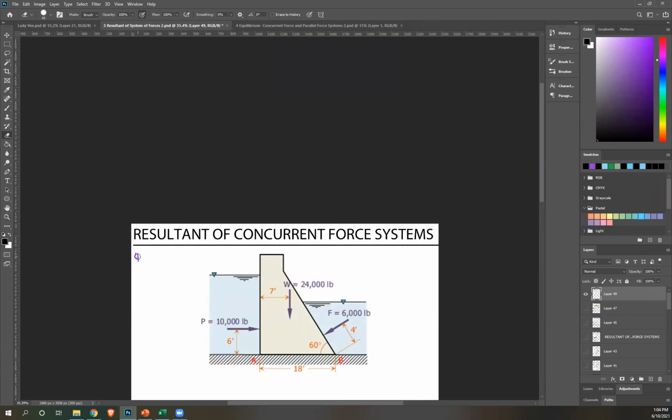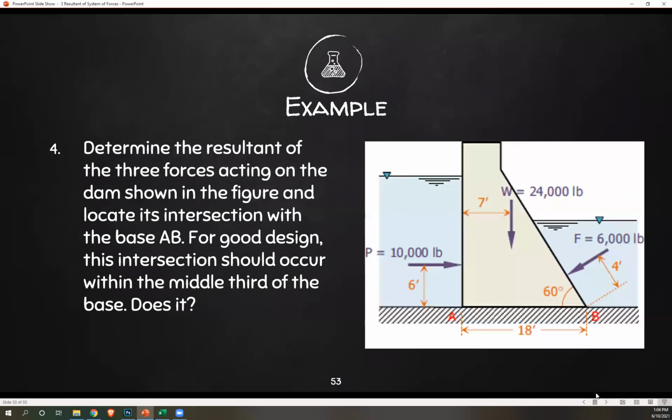We have an application to engineering for number 4. Determine the resultant of the 3 forces acting on the dam shown in the figure and locate its intersection with the base AB. For good design, this intersection should occur within the middle third of the base, so does it. So let's focus on the first part. Determine the resultant of the 3 forces acting on the dam and its intersection with the base AB. So we're looking for magnitude, inclination, and point of intersection, and this is your point AB.